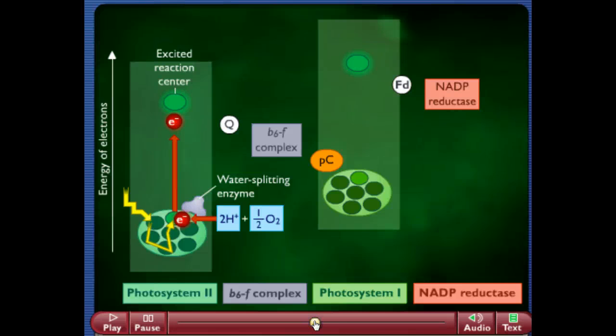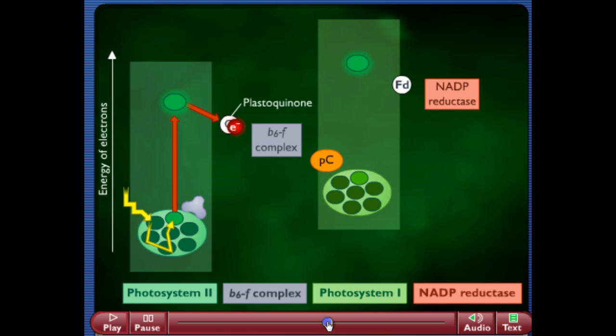All right, on to step 2. In step 2, this water splitting enzyme splits water and strips it of some of its electrons, which are used to replace the original excited electrons in photosystem 2, while at the same time oxygen is then given off into the atmosphere.